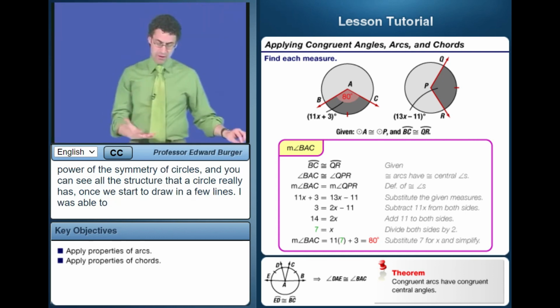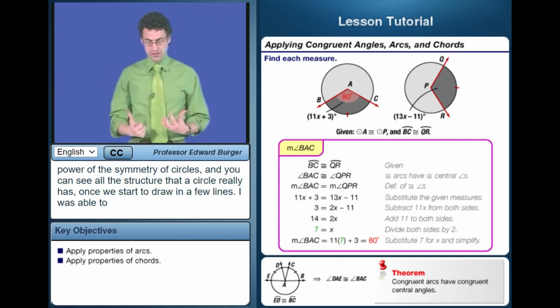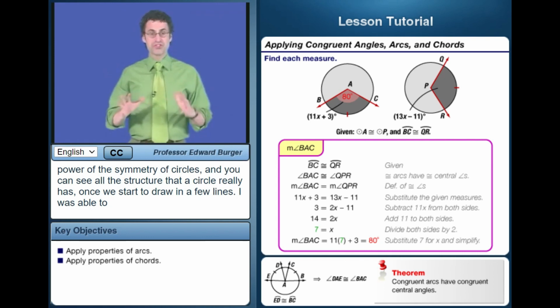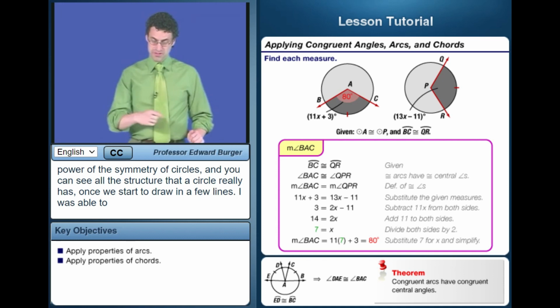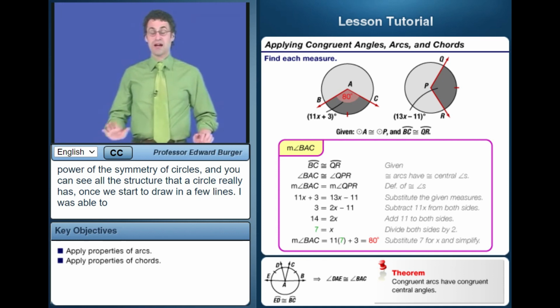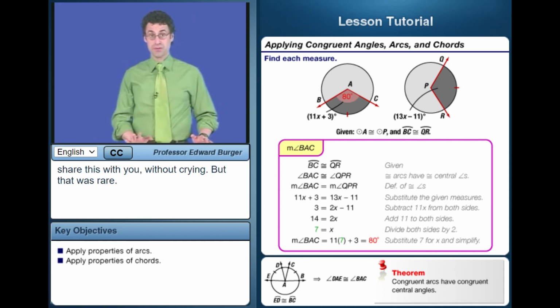So you can see the power of the symmetry of circles, and you can see all the structure that a circle really has once we start to draw in a few lines. I was able to actually share this with you without crying, but that was rare.